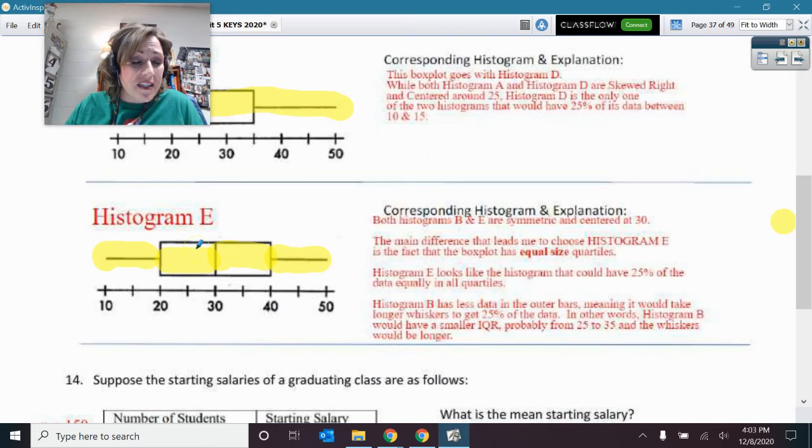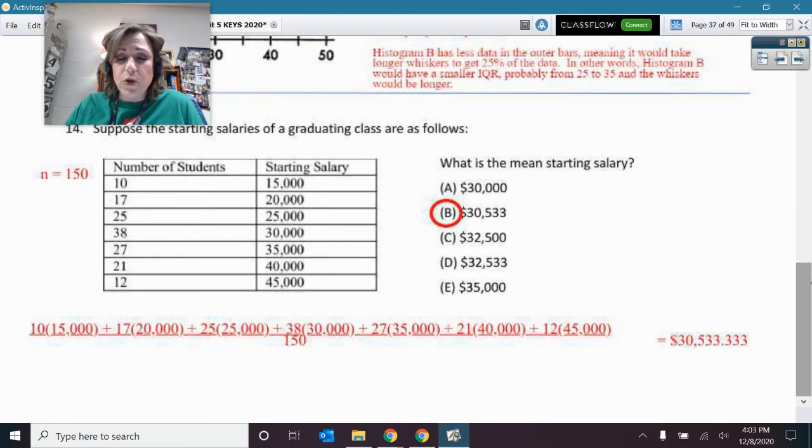Is that what this is doing? No. B has 50% from 25 to 35. Okay. E is more spread out. So there's what's happening there. Number 14, this is just totaling all of these up. So 10 times this, so you're multiplying all of those out, getting that sum, and then dividing by 150.